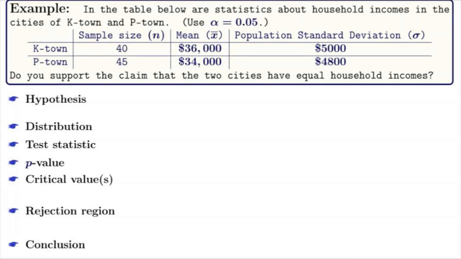Let's look at this example here. In this problem, we'll do a two sample z-test per mean to test if two cities have equal household incomes. Here we are given a sample of household incomes in the cities of K-town and P-town. In this video, we will state hypothesis. We will decide if it's a Z or a T distribution. We will find test statistic, p-value, critical values, and draw conclusion based on our finding.